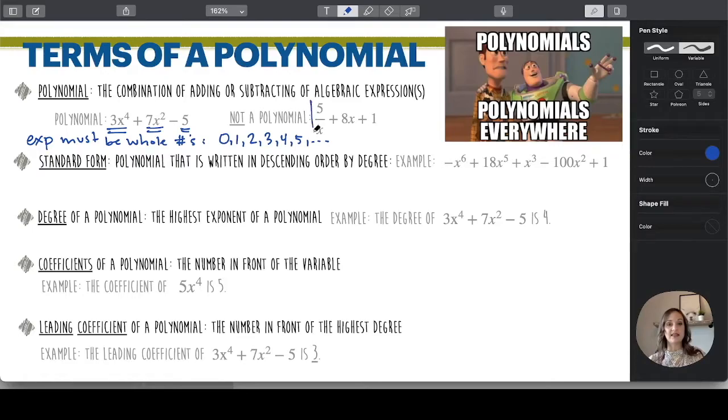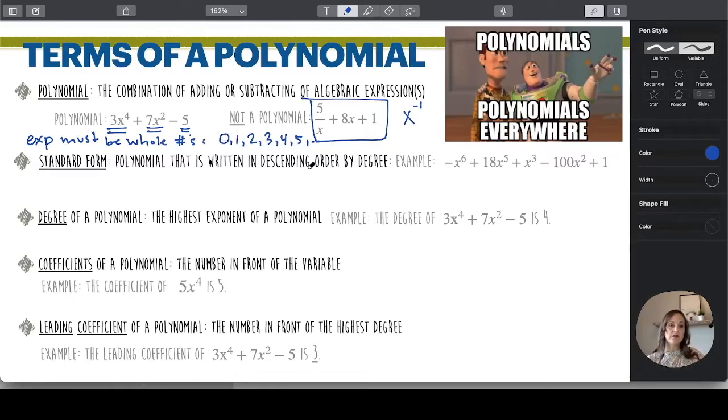So the reason this is not a polynomial function is because it has a variable in the denominator, which means it is technically an exponent of -1. And so therefore, this is not a polynomial. Again, the exponents must be whole numbers, which is 0 and then all natural numbers.